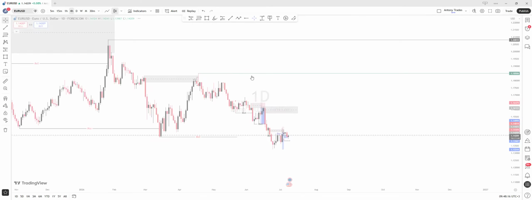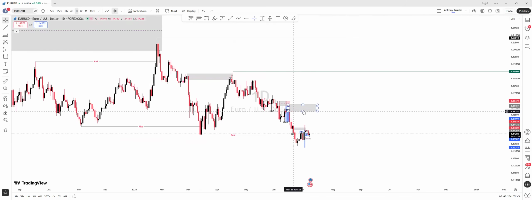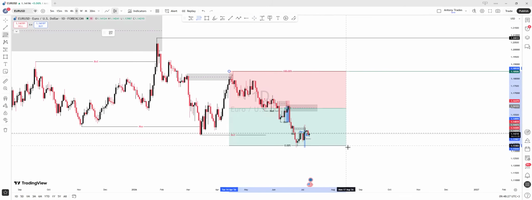Going down to the 4-hour, but before I get to the 4-hour, let me show you how we managed to mark this point of interest. Assuming that this is our swing low down here, if the market decides to start a pullback as of now, this is where we expected to see a pullback coming to this supply zone, and then we look for selling opportunities around this area.